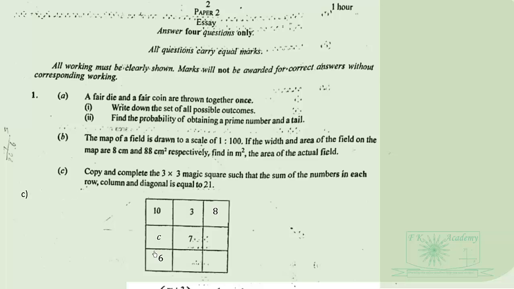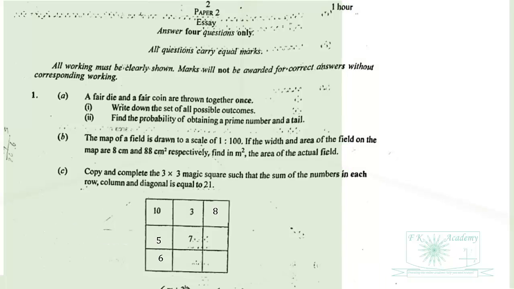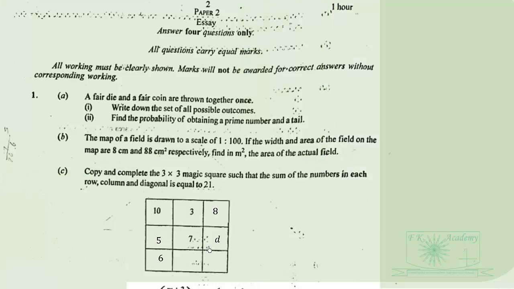So when we add everything in this column, it should give us 21. And that will give us 21 minus 16, which is equal to 5. We are left with 3 more to go. So let's plot this one here. So this column, everything must add up to 21. So D will be equal to 21 minus 12, which is equal to 9.